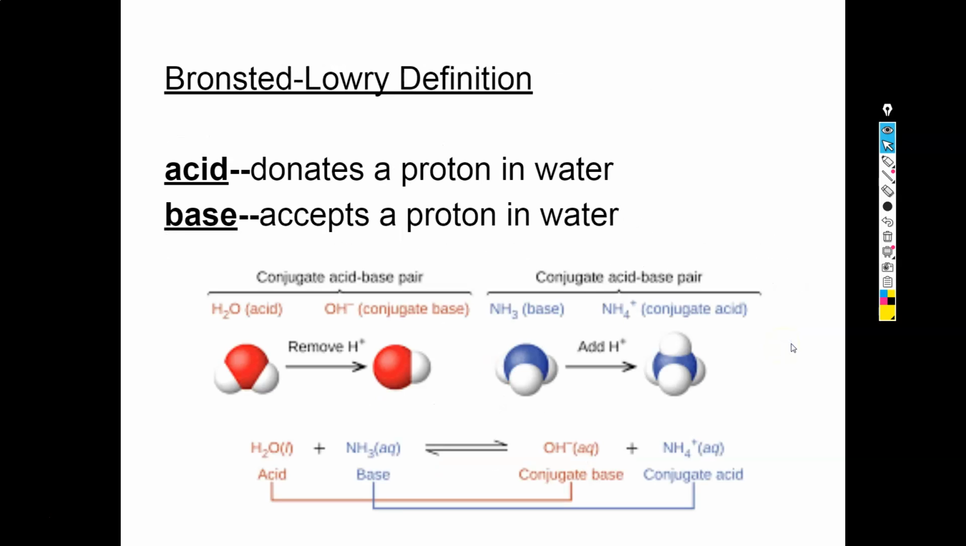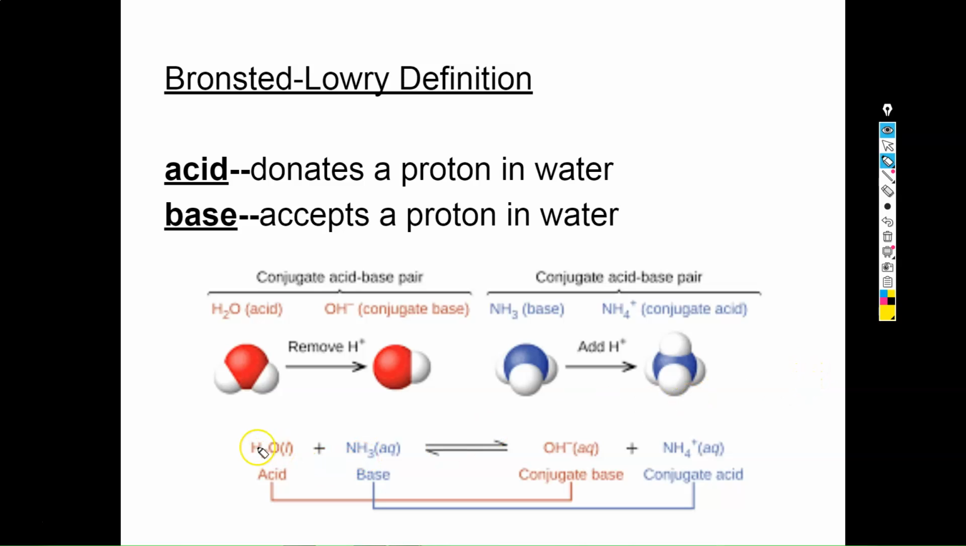So instead, we mostly use this definition, which is called the Bronsted-Lowry definition, and it says that an acid donates a proton in water, whereas a base accepts a proton in water. And so that's a little bit more broad-based for us. So if we define a base as anything that can accept a proton in water, in other words, it has to have a lone pair of electrons, then more examples of bases can be used.